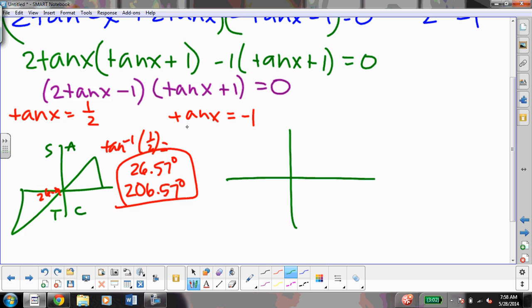For the second equation, the tangent is negative in the second and the fourth quadrant. The angle with a tangent ratio of 1 is 45, so both of these angles will measure 45. My two solutions will be 180 minus 45, which is 135, and 360 minus 45, which is 315.